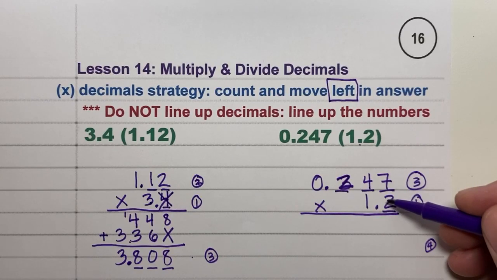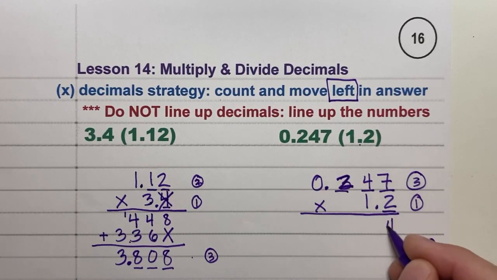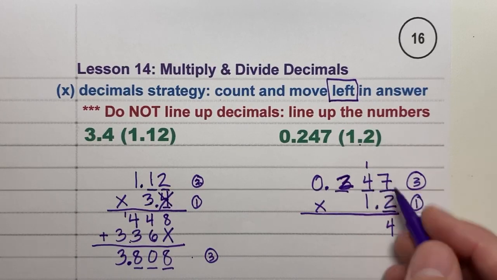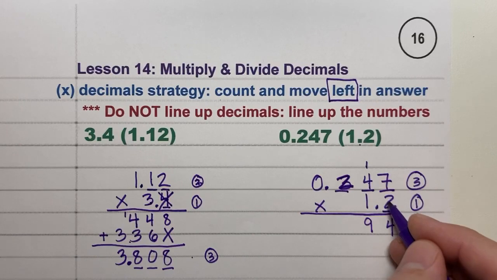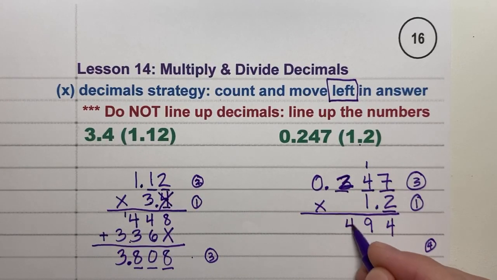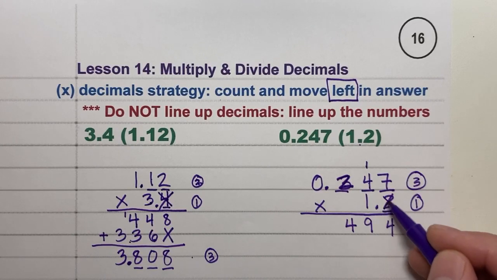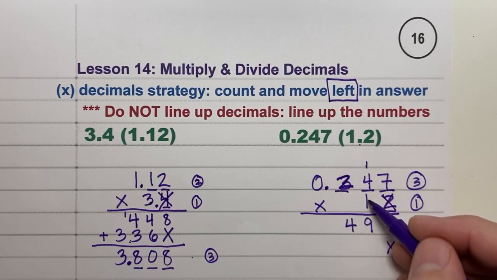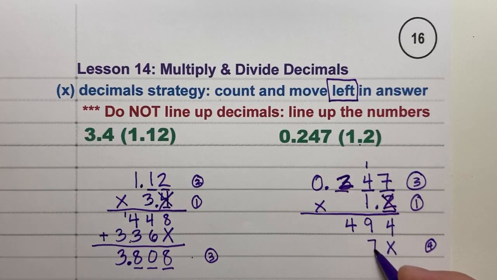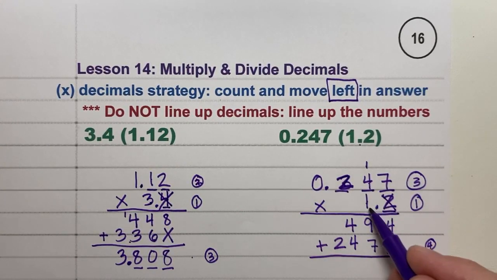So let's start multiplying. 2 times 7 is 14, carry the 1. 2 times 4 is 8, plus 1 is 9. And then 2 times 2 is 4. We're done multiplying the 2 place value, so we go down below and cross that out. Then we start multiplying below with the 1: 1 times 7, 1 times 4, and 1 times 2. So we're done multiplying our digits up above.